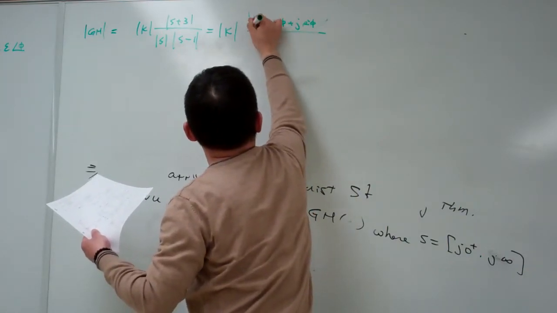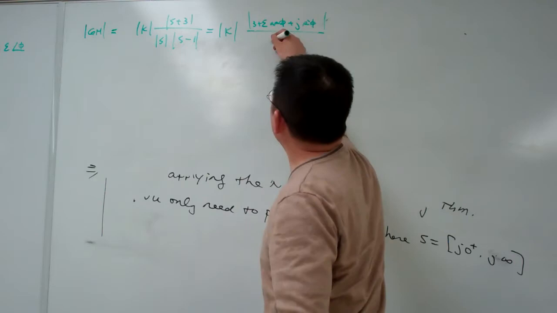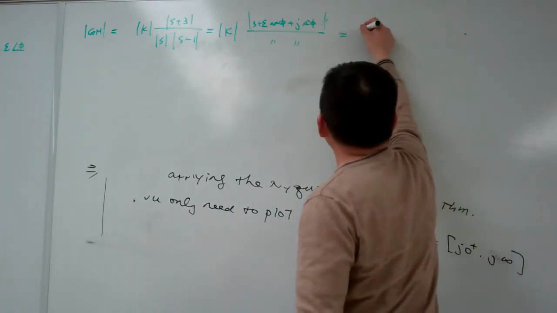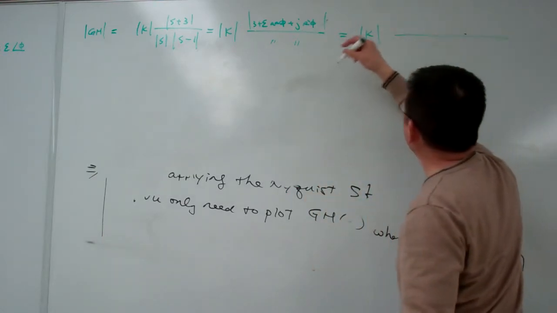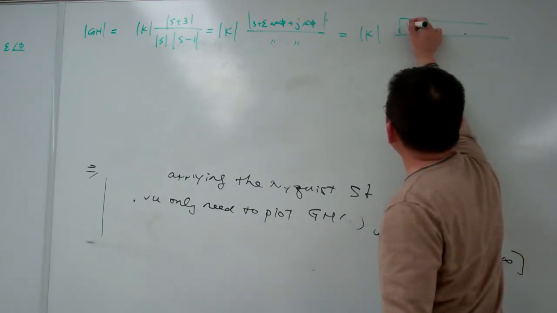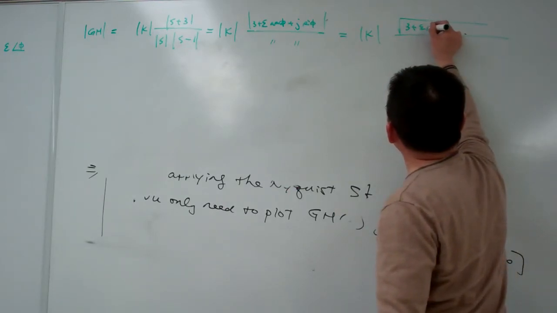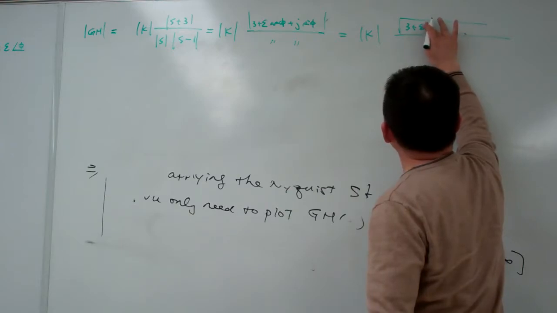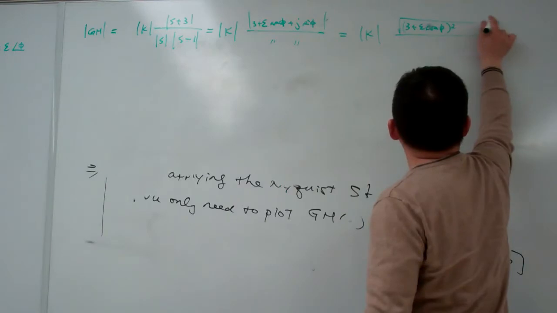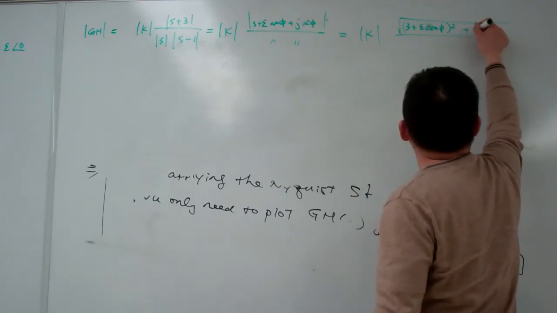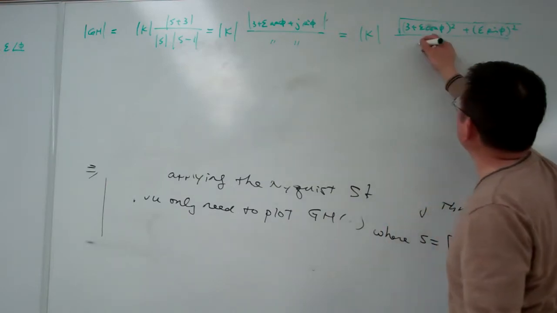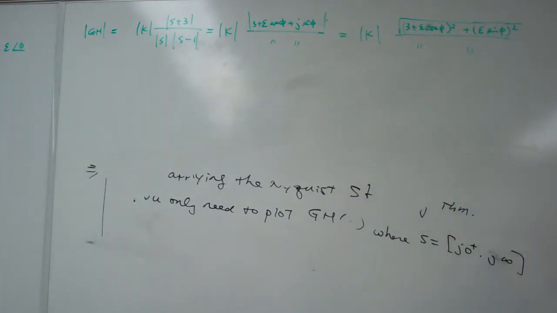3 plus this one. Okay, so let me leave the numerator below. For this one, that should be equal to K, and then on the numerator, that should be the real part square, 3 plus epsilon cosine phi square plus epsilon sine phi square, right? So you can repeat for the denominator terms.